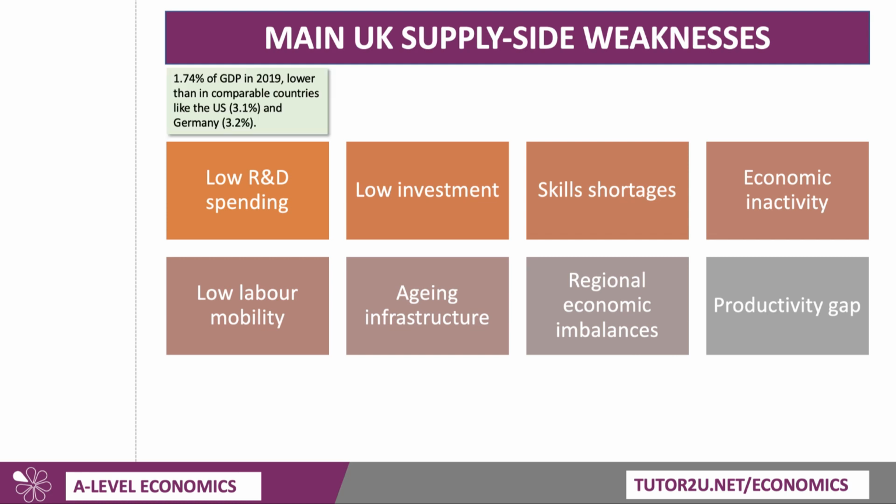So in terms of research and development spending, the UK spends less than 2% of GDP on R&D, and that is significantly lower than that of comparable countries such as the United States, which spends 3%, Germany a little bit higher, and countries such as South Korea, Finland and Israel. The UK government wants to lift research and development spending to about 2.5% of GDP by 2027, which is laudable, but it's going to be a tough ask.